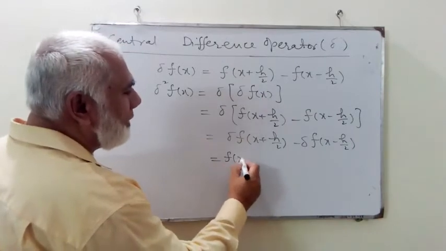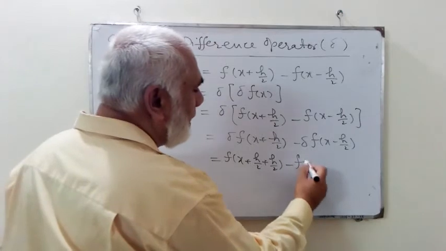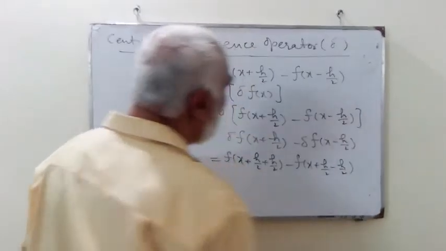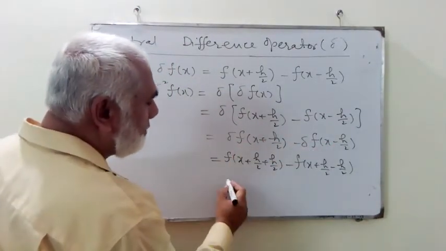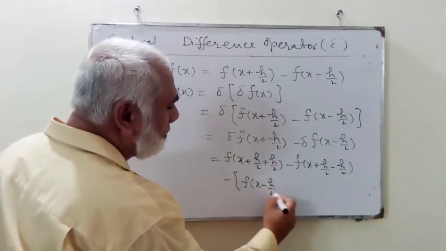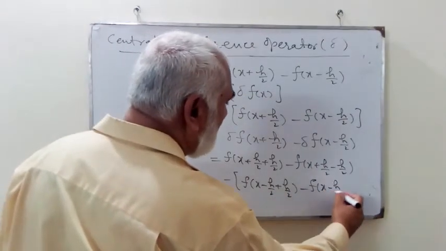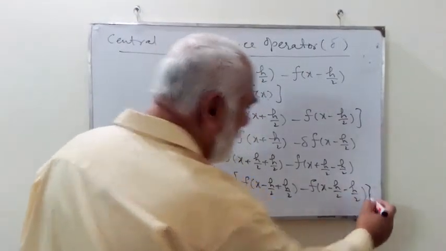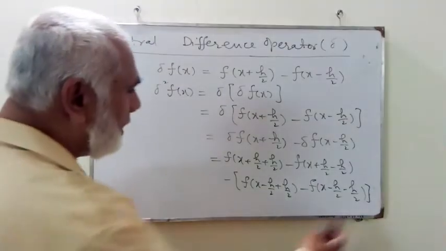The result takes the form f(x + h/2 + h/2) − f(x + h/2 − h/2). So these are your first two terms from this part, and from here we get two more terms, f(x − h/2 + h/2) and −f(x − h/2 − h/2). So here you can see a little complicated result, and now we can simplify it.